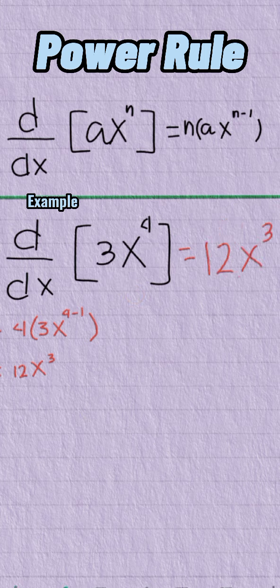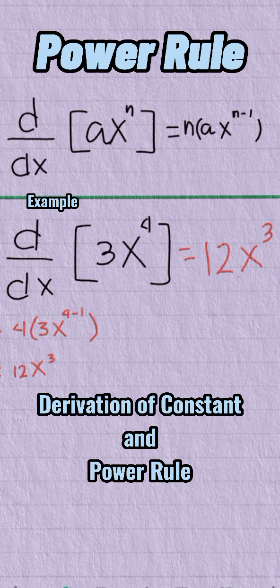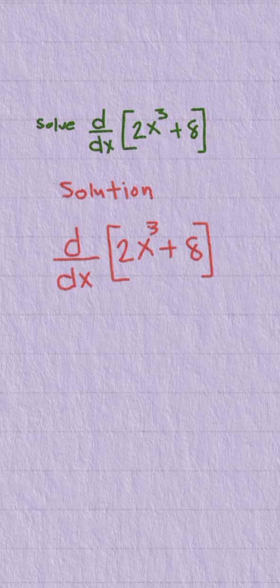So again, guys, just remember those things: the constant derivation and the power rule. So now, guys, let's solve this one together. Again, we have to derive 2x cubed plus 8. So first thing to do, we have to derive first 2x cubed, then 8. Again, guys, as what I said, just remember always the constant rule and the power rule.